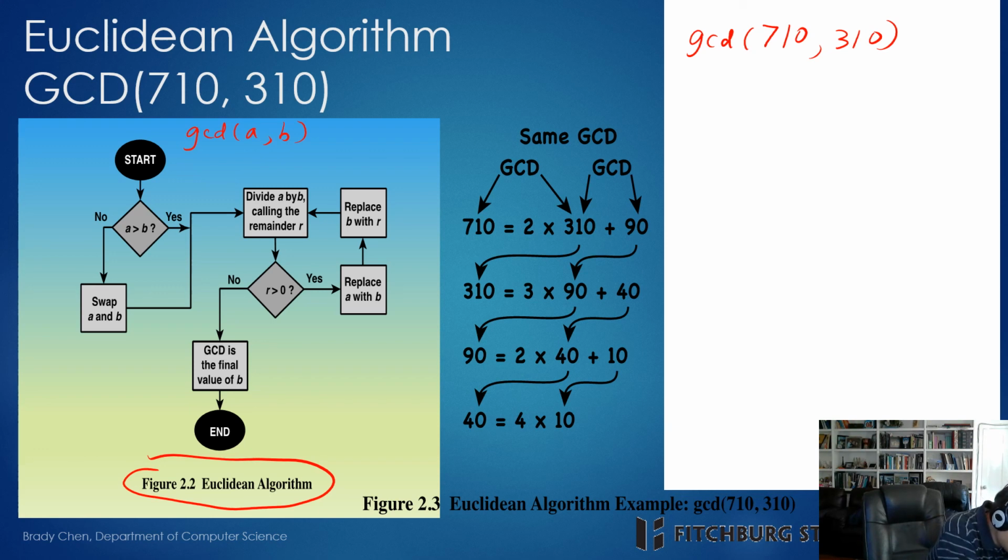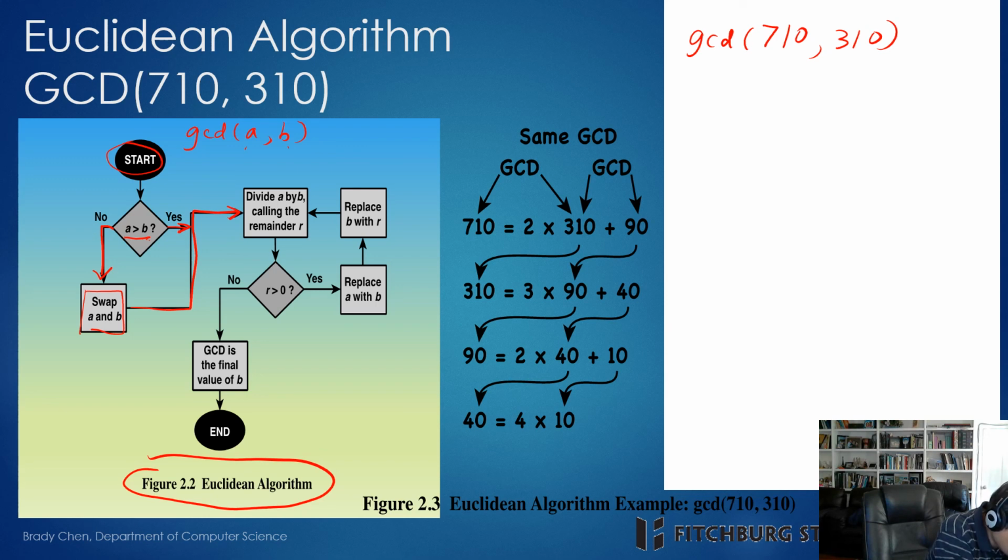So let's say we start from here. We first check the values of A and B. Is A greater than B? If yes, we don't do anything. If the answer is no, meaning B is greater than or equal to A, then we swap A and B. After we swap, we move forward to the next step.